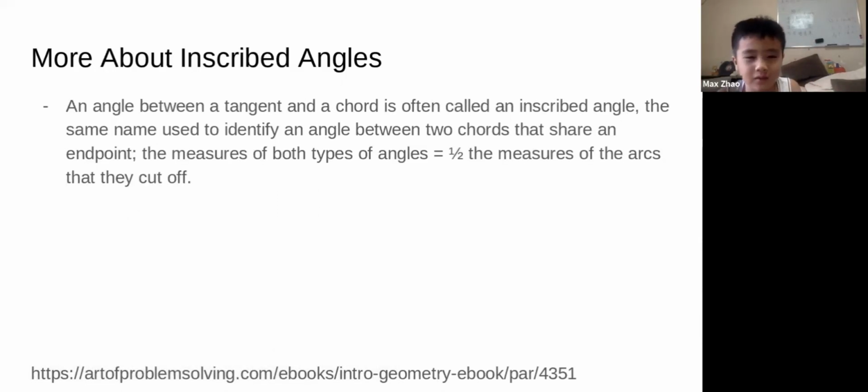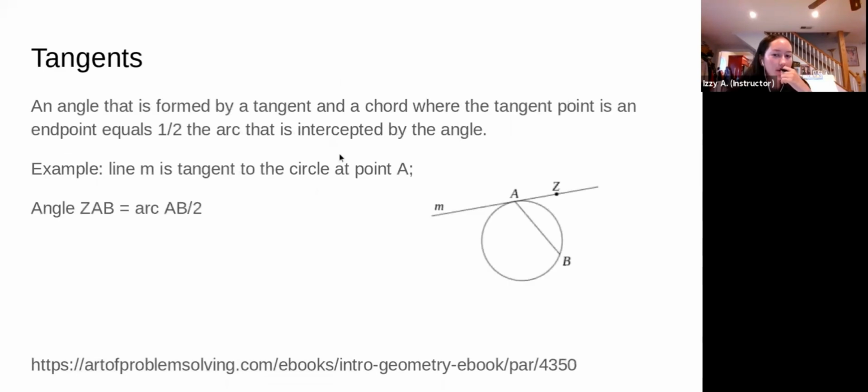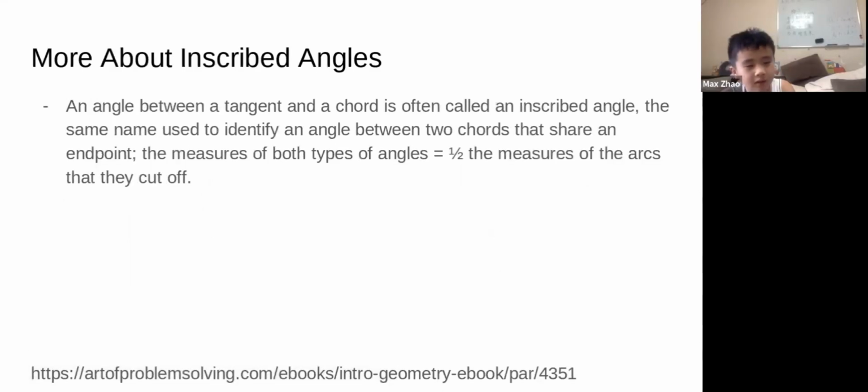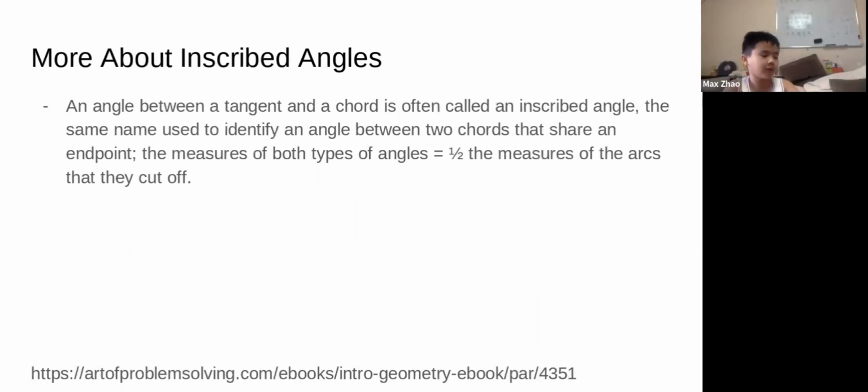Can I ask you what exactly is a chord? So a chord, this is a chord. A chord is a line segment where the two endpoints of the segment touch the circumference of the circle. Okay, so kind of like an arc, but it's straight.